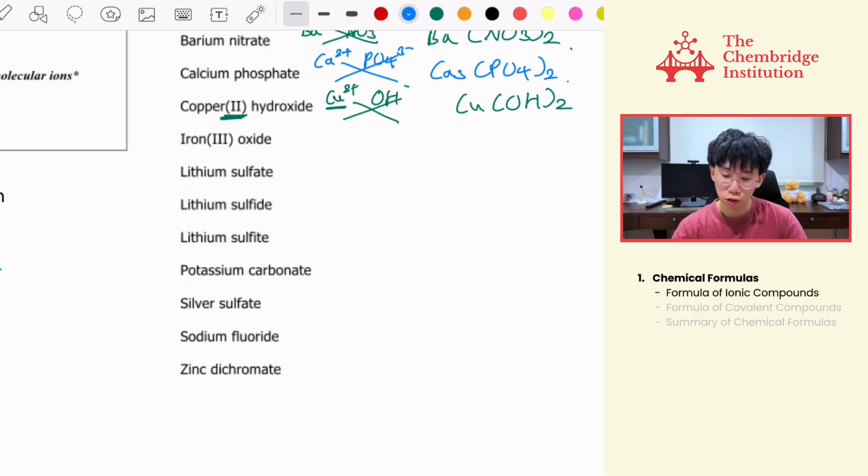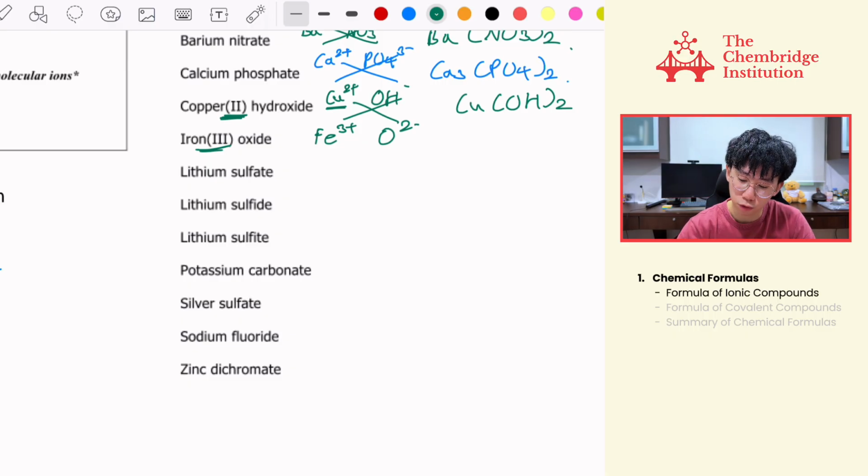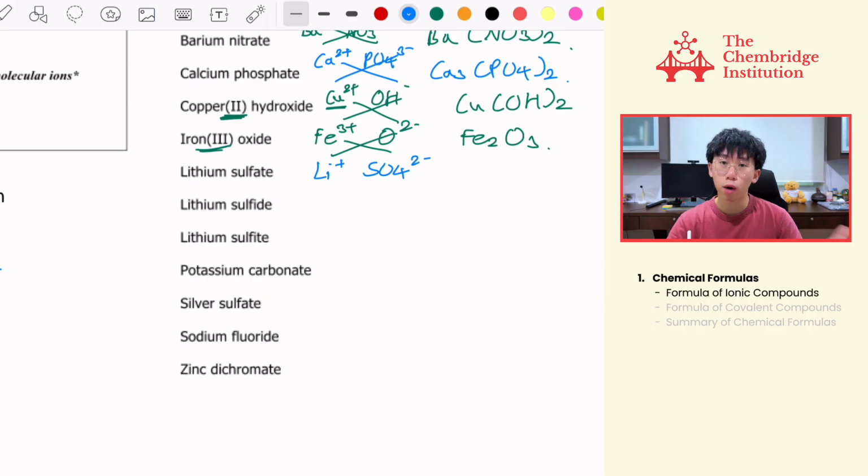Next, iron(III) oxide. Since there's a 3 over here, it's a Fe3+ ion, and oxide is O2-. Oxygen's in group 6 or 16, so it's a 2- charge. If you crisscross, it'll just be Fe2O3. Lithium sulfate is Li+ and SO4 2-. Li+ because lithium's in group 1, so it's a 1+ charge, and SO4 2- because you memorize the charge from the table on the left. If you crisscross, you just get Li2SO4.